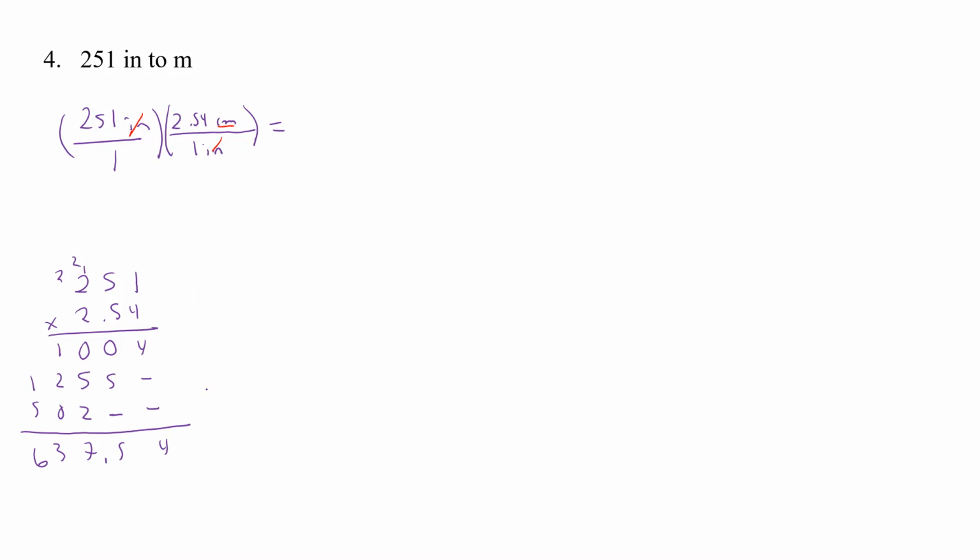So 637.54. And so now we have to go, here's our base, then we have deci, and then centi, and that's where we're at now, is we're at centimeters. And so we have to move 2 places to the left. So 637.54, 2 places to the left, 1, 2. So that's 6.3754 meters.